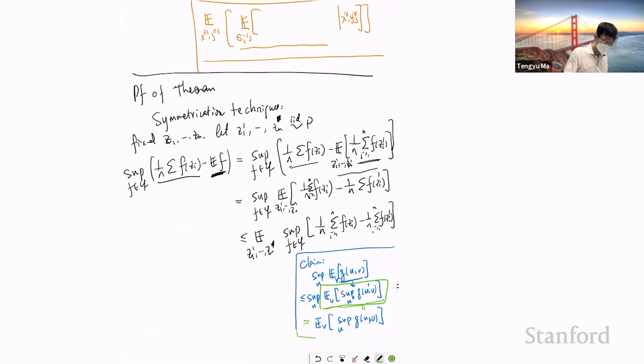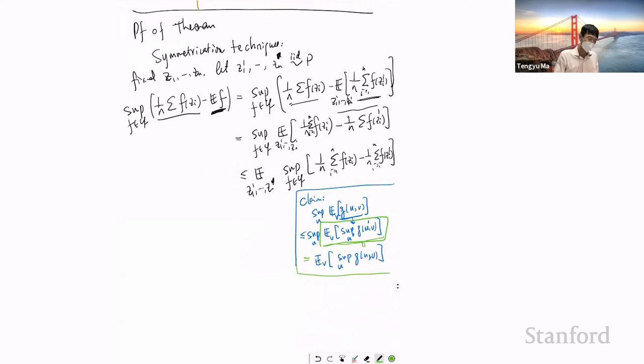In general, it's probably useful to know this as a fact, so you can switch the sup with the expectation and get an inequality. Sometimes I don't remember which direction the inequality goes, so you still want to know how to prove it, so that in case you get confused about the direction, you can still recover it. Okay, cool. That's how this works.